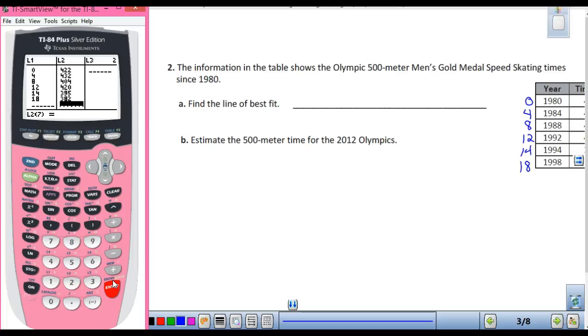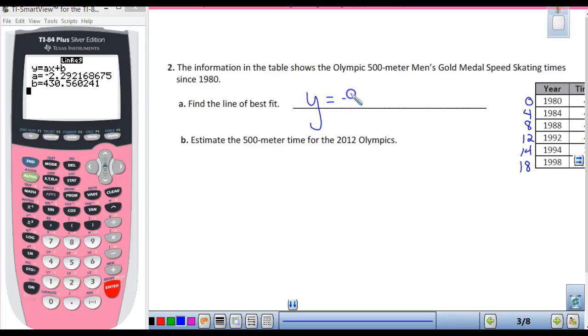All right, so now what am I hitting to get my line of best fit? Stat again. Then go over to calc and hit 4, and then go all the way down to calculate and hit enter. Okay, and my equation is y equals -2.29x plus 430.56. Is that what everybody else got?